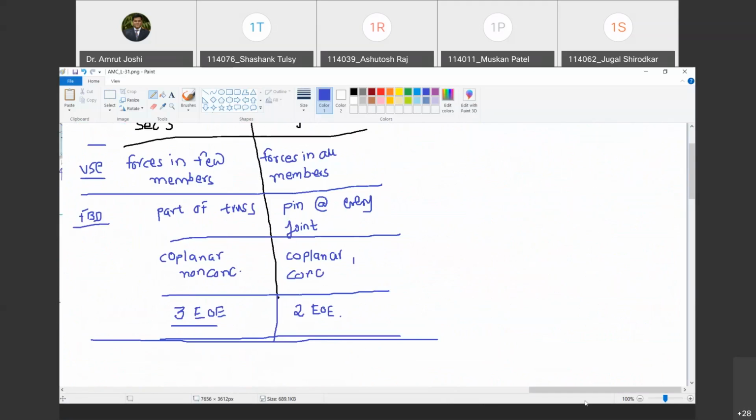Only that joint should be selected which doesn't have more than 2 members connected. Do you agree with me? Or more than 2 unknown forces. Why? Because at every joint we have only 2 equations of equilibrium. Happy? Yes, sir. So the number of equations guides you to select a section in method of sections, whereas in method of joints, it tells you which joint's FBD to be drawn first. So the chronology of drawing FBDs is suggested by the equations of equilibrium which are available. Are you with me? Yes, sir.